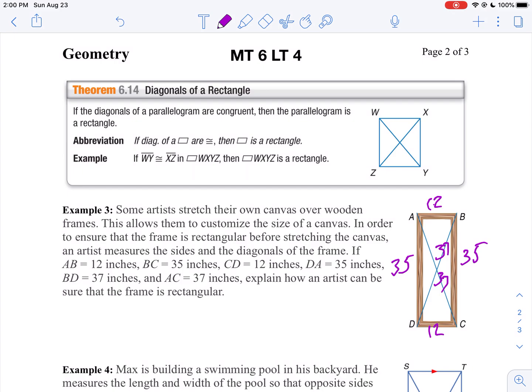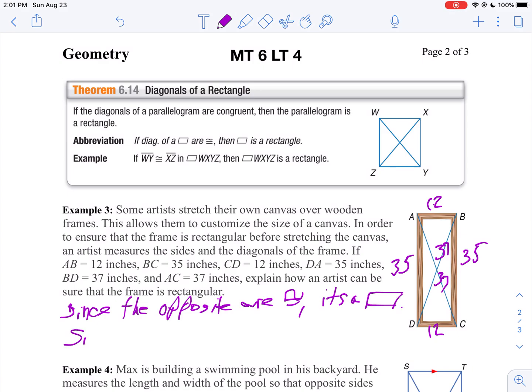Well, we know since the opposite sides are congruent, it's a parallelogram. Since the diagonals are congruent, we're going to just use what we just did. That makes it a rectangle.